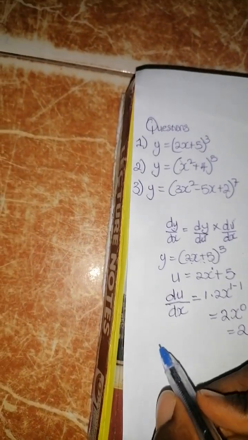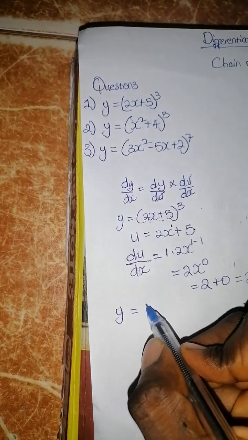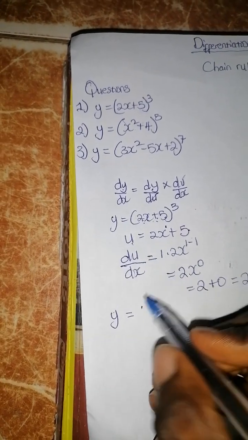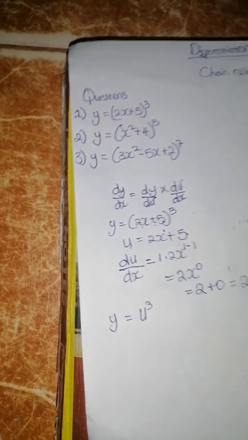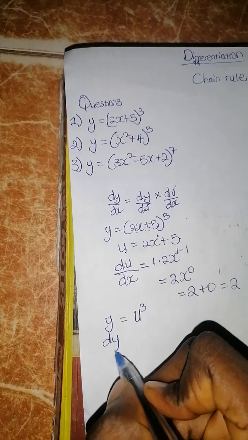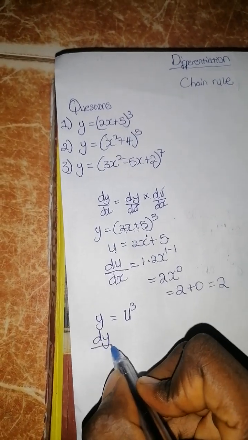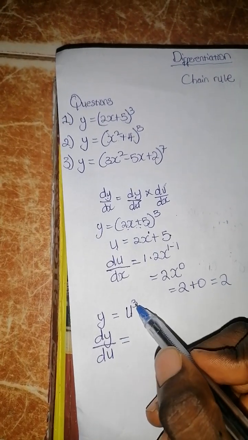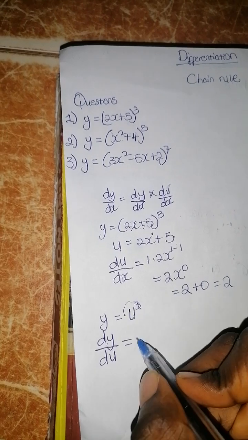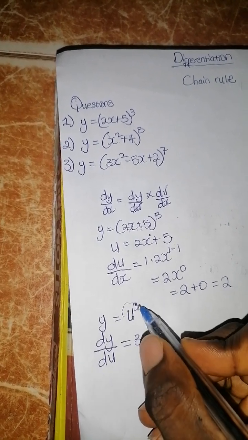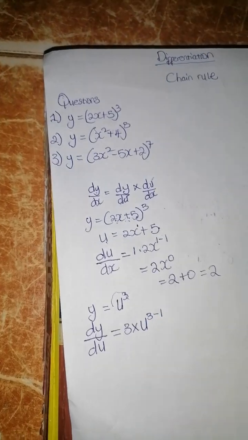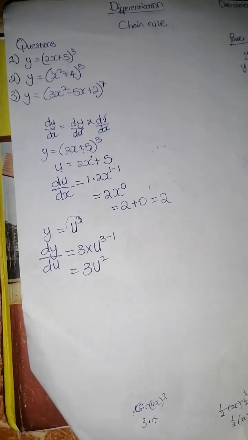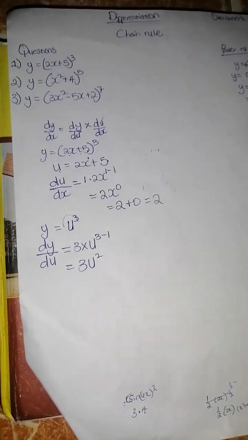Now my y, remember I said that my 2x plus 5 is u. So now my y is equal to u cubed. Again, if I differentiate y with respect to u, I'll have dy over du equals what? Remember again, the power rule. Carry the 3 down here, 3 times u to the power of 3 minus 1. Can you see it? You have 3u squared. Very, very easy. Very, very simple.